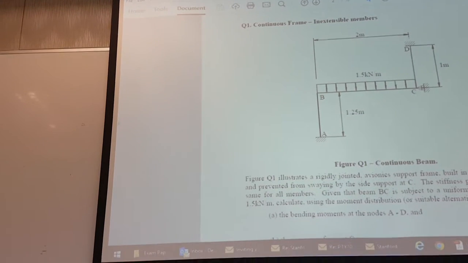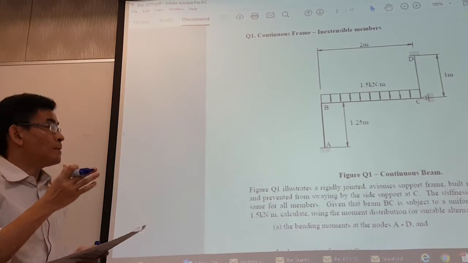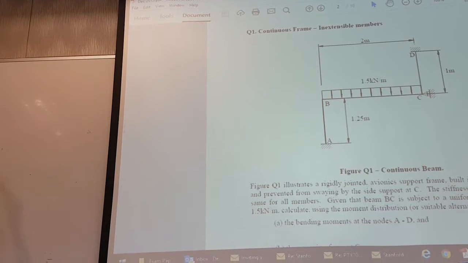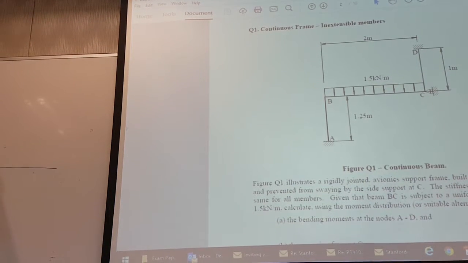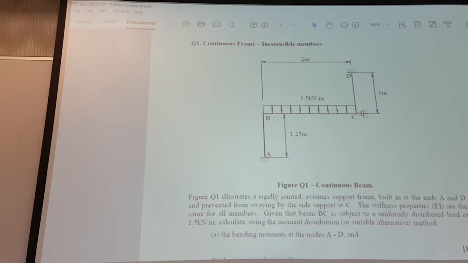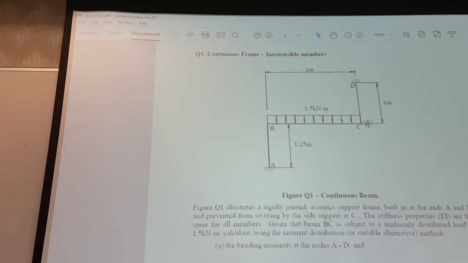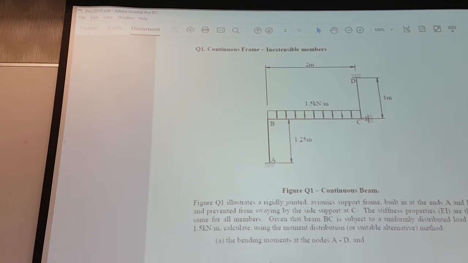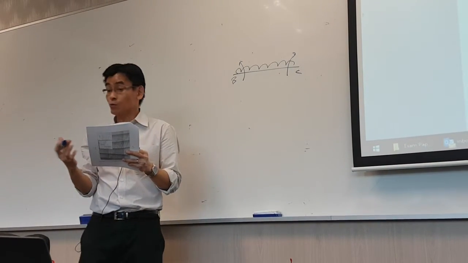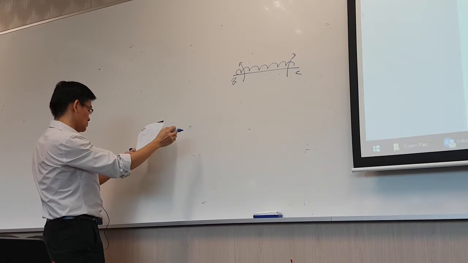Let me just go through briefly. You can see that this is the structure A, B, C, D. Which member is being loaded? It's only BC that's being loaded, and it is uniformly distributed. So you need to determine the fixed end moment that's being induced, so that you can put it into your moment distribution method table. You can determine these two moments using the formula that you need to memorize.